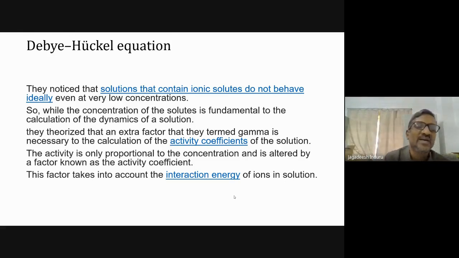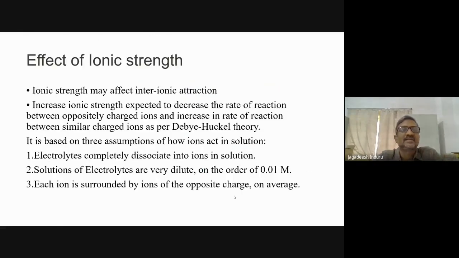Ideally they need to be present in the form of ions, but they are not behaving as ions even at lower concentrations. What is happening there? In reality, they are not present in the ionic forms, and their activity is not the same as that of the ions they are expected to be. While the concentration of the solute is fundamental to the calculation of the dynamics of the solution, we have already seen that increasing the ionic strength is expected to decrease the rate of reaction between oppositely charged ions, because they have a greater tendency to react with each other, and they will not be available. That is, the drug moiety is not available for the reaction. So the rate of degradation will be affected.